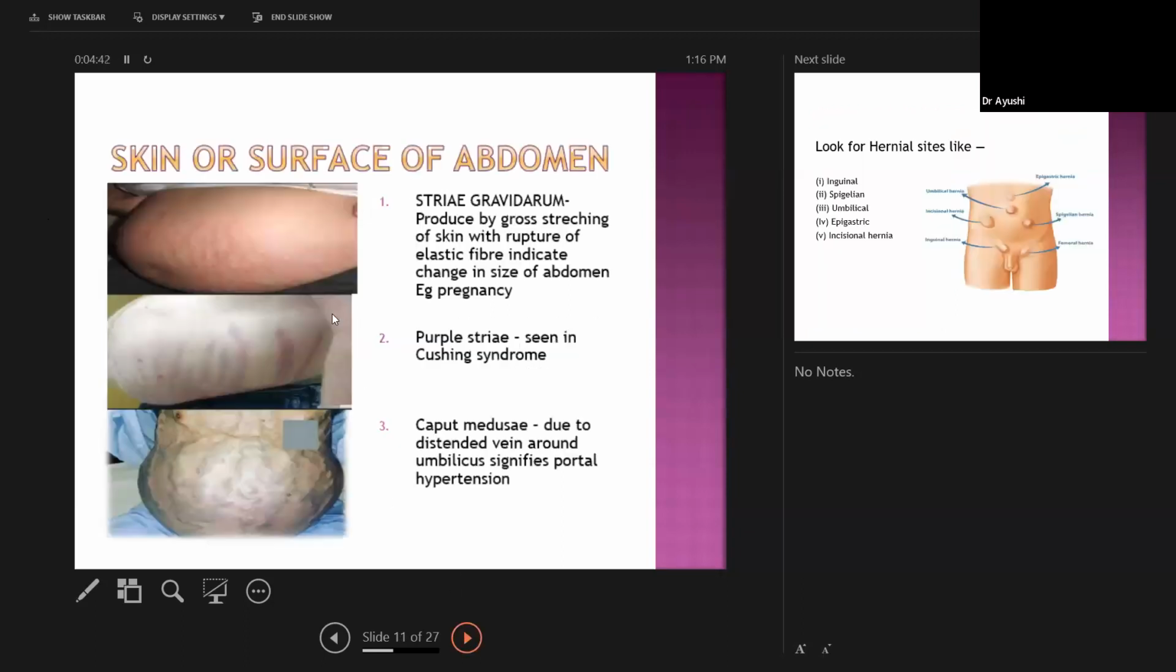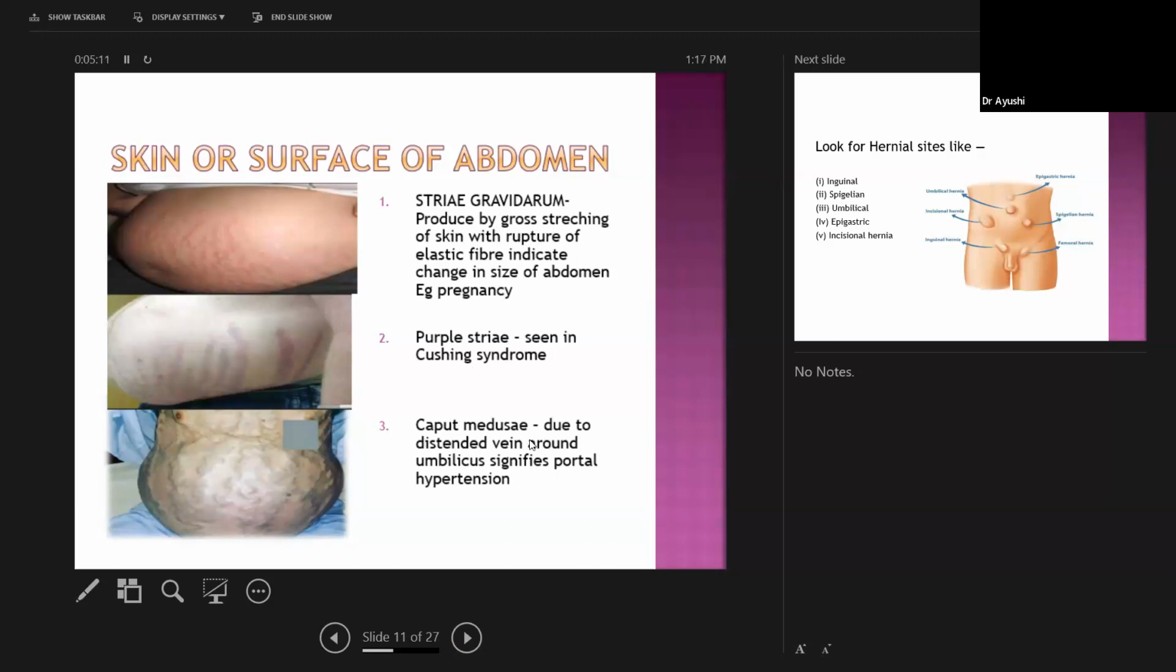Now, we'll also inspect the skin or the surface of the abdomen for any change. There may be some purple striae present, or some dilated veins, or some red striae. First, in the diagram, we are seeing striae gravidarum, that is produced by gross stretching of skin with rupture of elastic fiber. It indicates the change in size of the abdomen, as in pregnancy. The purple striae are seen in Cushing syndrome.